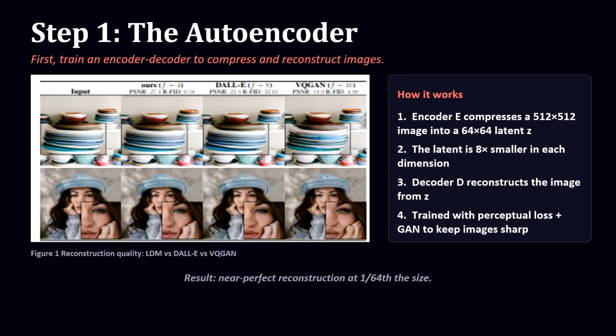Step 1 is training the autoencoder. The encoder compresses the image, the decoder reconstructs it. And look at this, their reconstruction quality beats DALL-E at the same compression level.